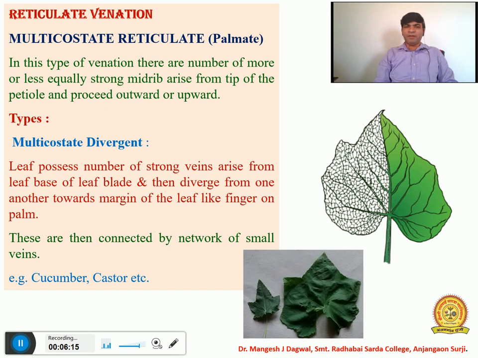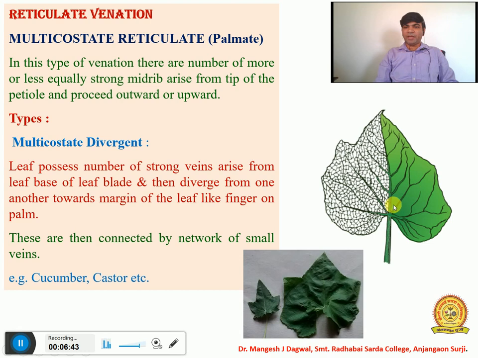Another type of reticulate venation is the multicostate reticulate venation. This is also called the palmate reticulate venation. Now, what is this multicostate reticulate venation? In this type of venation, there are two or more, more or less equally strong midribs. Here, more than one strong midrib arises from a single point, that is the tip of the petiole, and proceeds outward or upward.